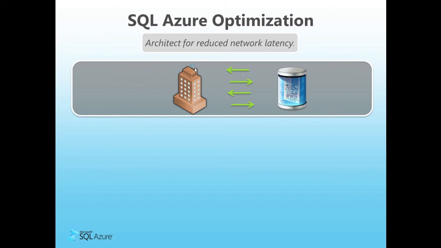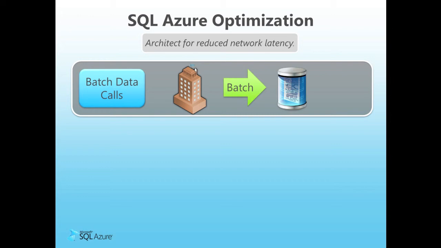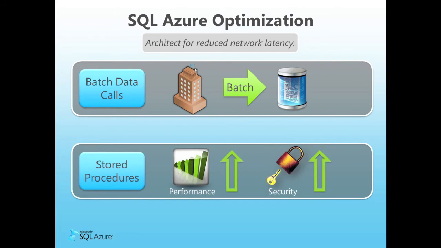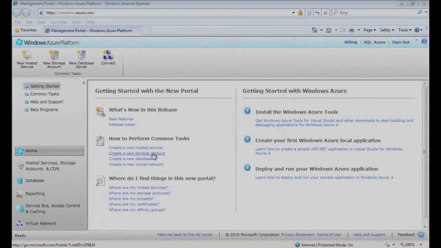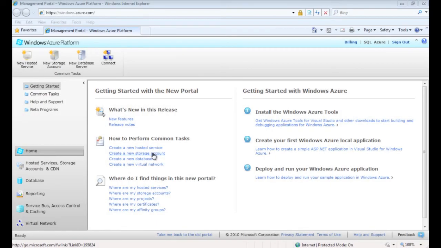One way of optimizing for this is to use batch data calls, which requires that the server make all of the service calls in a certain order and sends a single response to increase efficiency. You can also use stored procedures, which are supported by SQL Azure, to improve performance of queries and increase security. So let's walk through a couple of examples on how to improve database efficiency using SQL Azure.